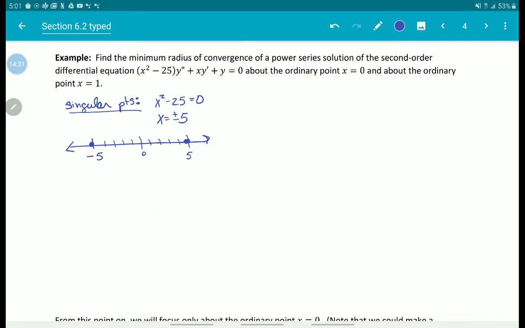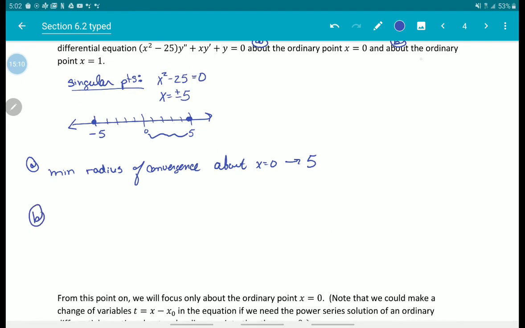We want the minimum distance, or the minimum radius of convergence. And let's start with x equals 0. So I'll call that part A. So what's the minimum distance from 0 to 5? Well, the minimum distance is going to be the straight line between here. So that would be 5 units. So that would be our minimum radius of convergence.